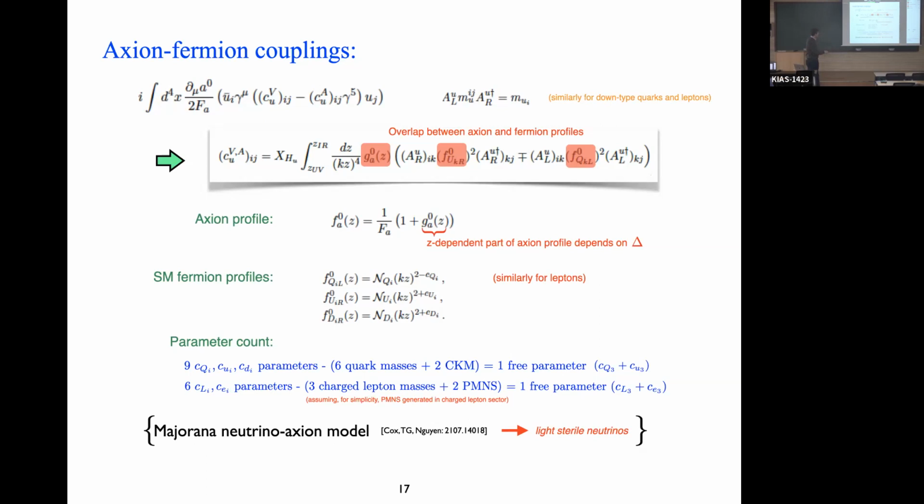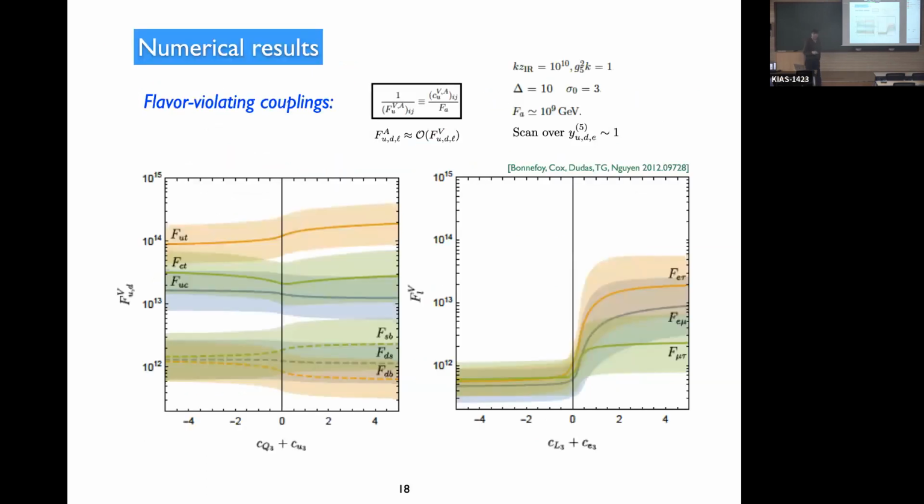This is just the parameter count, counting how many C parameters you have in the quark sector, how many you have in the lepton sector. Then you fit to 6 quark masses, 2 CKM, 3 charged lepton masses, 2 PMNS, and there's 1 free parameter. And these are the predictions.